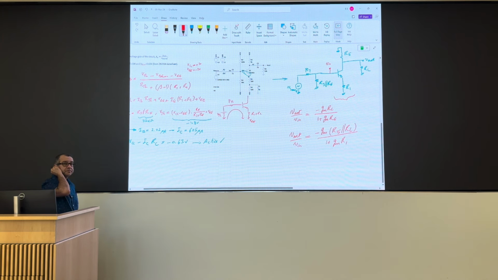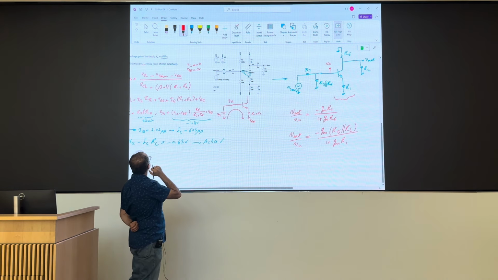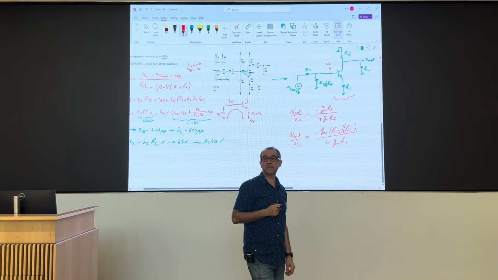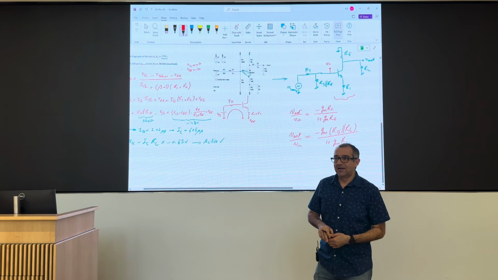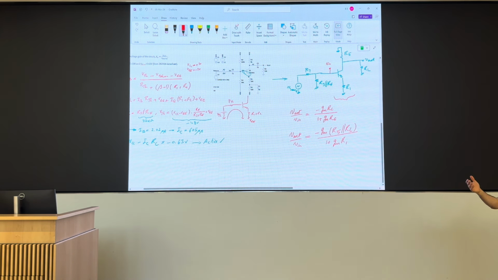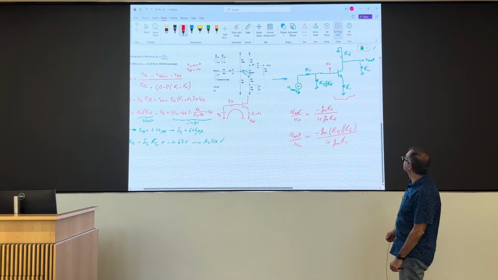Am I done? Wouldn't it be fun if it was that easy? I know V out over V in. What does the question want? V out over V source. Is V in the same as V source? No. Okay, so how do I find V in?